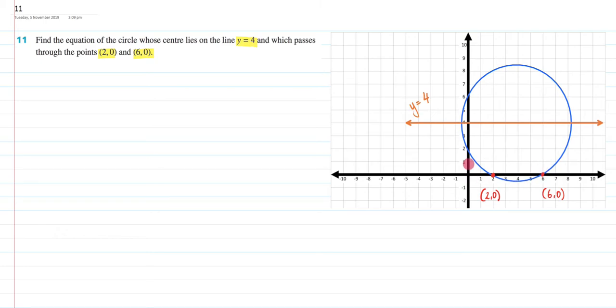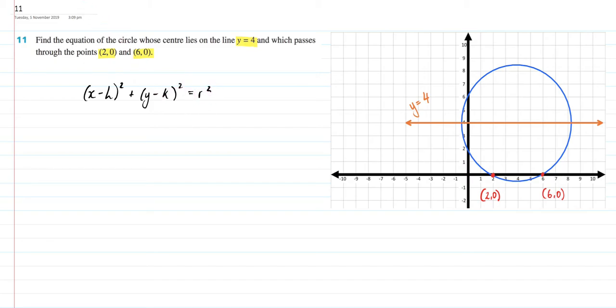So I have my circle whose center lies on the line y equals 4, which you see here, and I also know that it passes through two points, (2, 0) and (6, 0). So that's the first thing I'm going to do, just do a bit of a sketch, and then I'm going to put my equation for a circle down, which I know to be (x minus h) squared plus (y minus k) squared equals r squared.